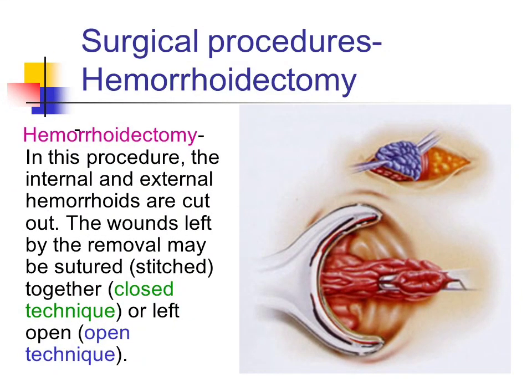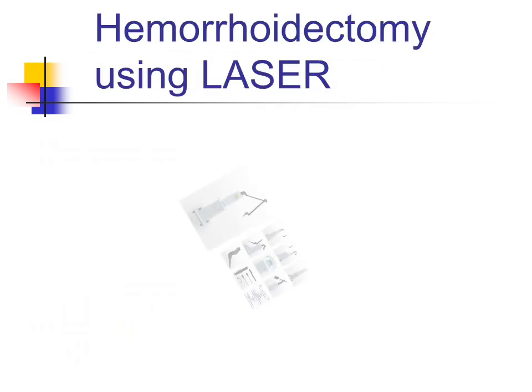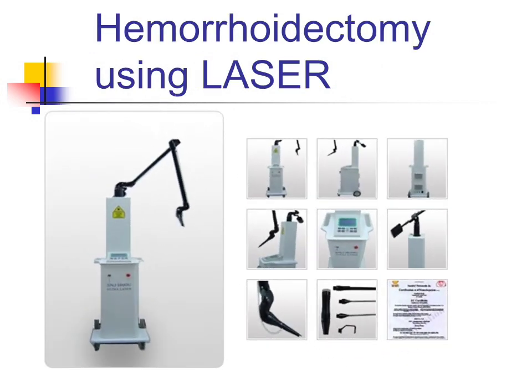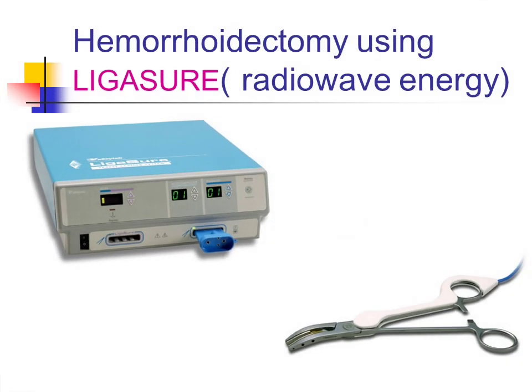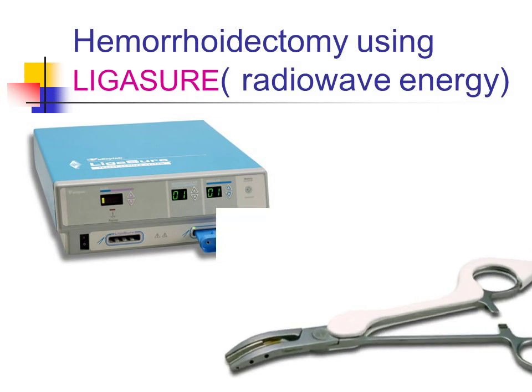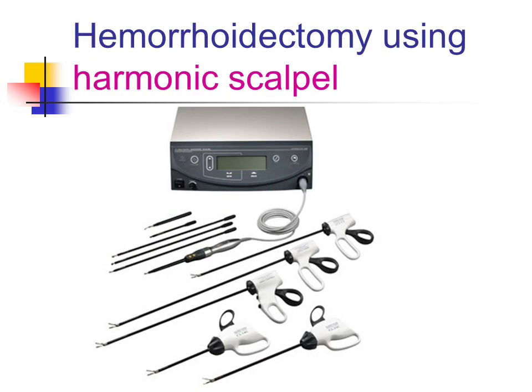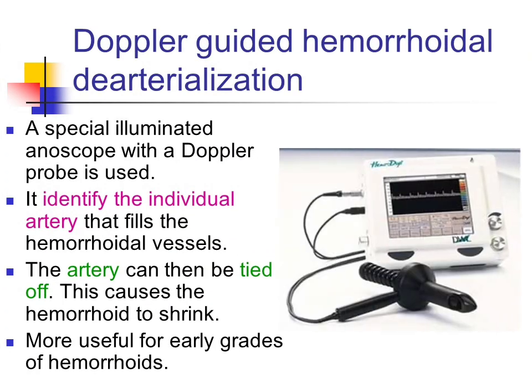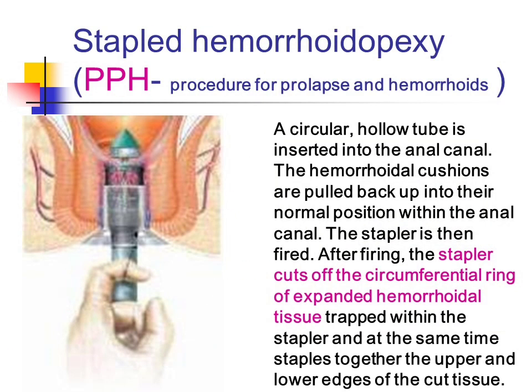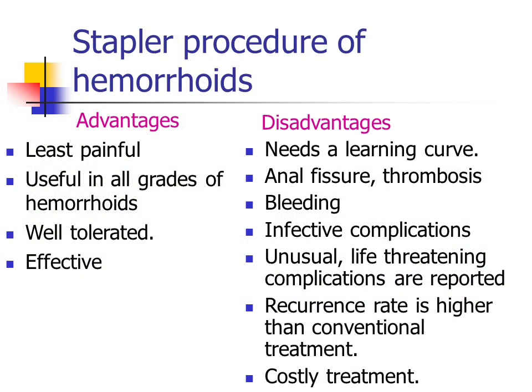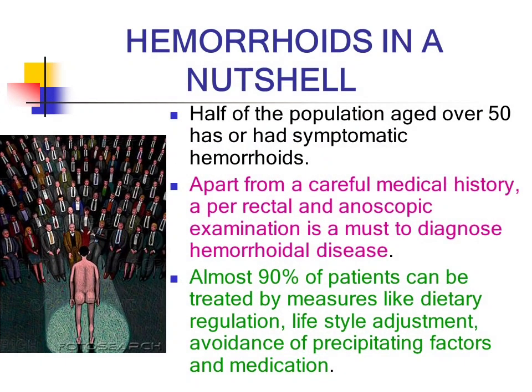Surgical procedures include hemorrhoidectomy, which could be open or closed. Hemorrhoidectomy or hemorrhoidal ablation using lasers, then hemorrhoidectomy using ligature or harmonic scalpel. Doppler-guided hemorrhoidal dearterialization, which identifies the individual artery supplying the hemorrhoid. Then stapled hemorrhoidectomy or hemorrhoidopexy, which is also a known procedure for prolapsing hemorrhoids. It needs a learning curve and is costly.